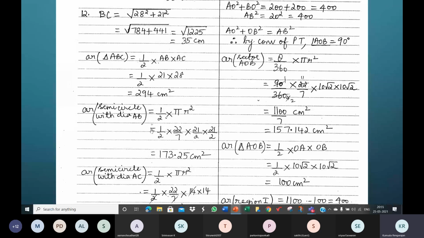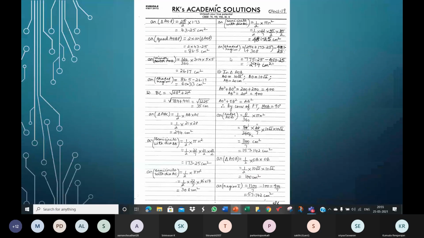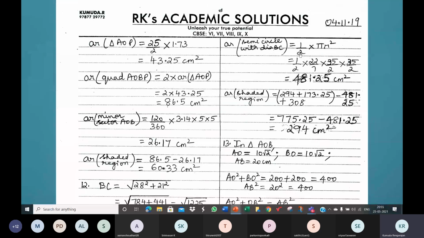So first we have to find the length of the hypotenuse, and then the area of the triangle and the area of the 2 semicircles. And here I've also found the area of the semicircle with BC as diameter. If you've taken the diameter as a radius by mistake, I assume that's why most of the students have not got the correct answer. Srinivasan was the only one who said yes.